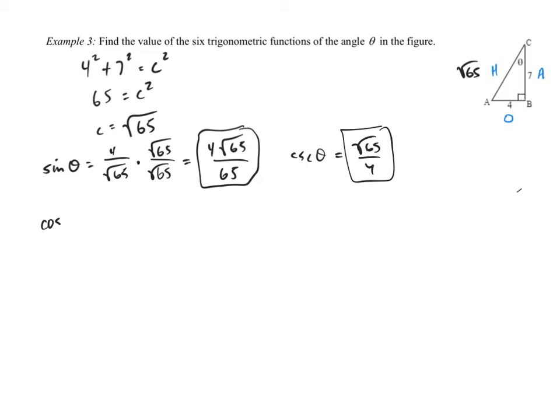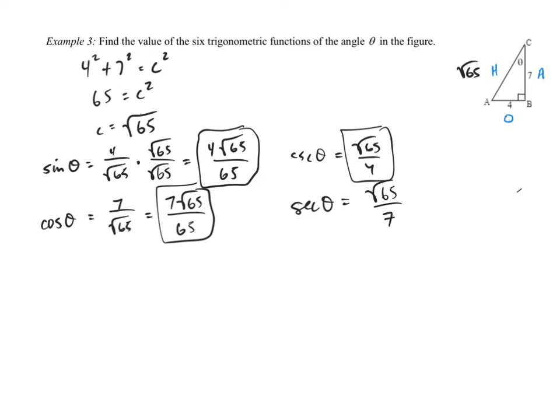Okay, for cosine theta is going to be the adjacent side, which is 7, divided by the hypotenuse, square root of 65. So this is going to equal 7 divided by the square root of 65, which again, I'm going to rationalize the same way that I did before. So 7 square roots of 65 over 65. For secant theta, since that's the reciprocal of cosine, we're just going to take the reciprocal of 7 over square root of 65. And so that's going to give me the square root of 65 divided by 7. And that would be what I typed in.